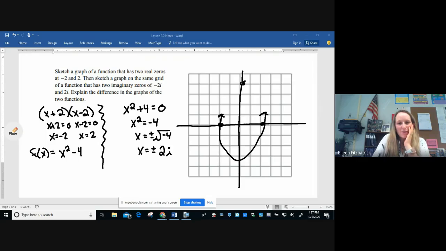Slide up 4 units, and the parabola would be up here, so you can see it doesn't cross the x-axis.